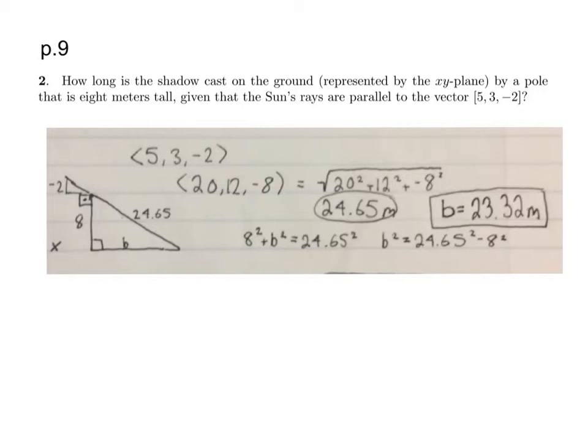So it creates the new vector, which is the shadow length. And then you have to use the Pythagorean theorem to find the length of the vector. Okay. And then you have 24.65 meters. And then you just have to find the other side b with Pythagorean theorem, and then you just square 8, and then add b squared, which equals 24.65, and then b squared equals 24.65 squared minus 8 squared, and then you get b equals 23.32 meters.